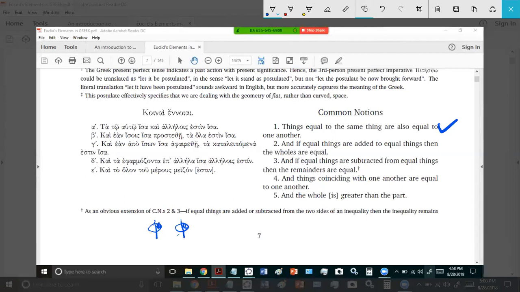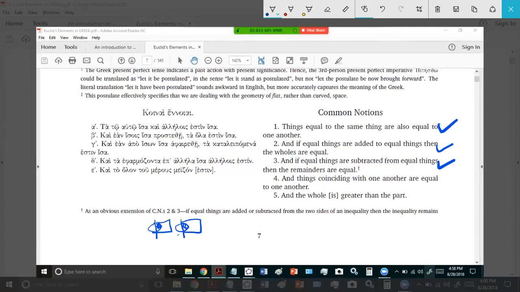And these two here are saying that if these two objects are changed in the same way, whether they're divided or parts are added to them, let's say we added a part like that, which is exactly equal to both of them, then these would still be equal, okay? And they would equal the same thing. And that's what this common notion and this one says.